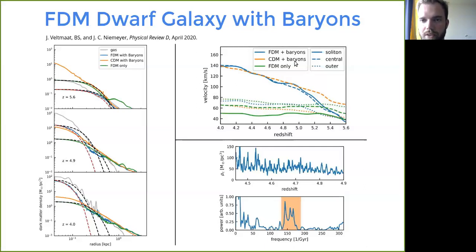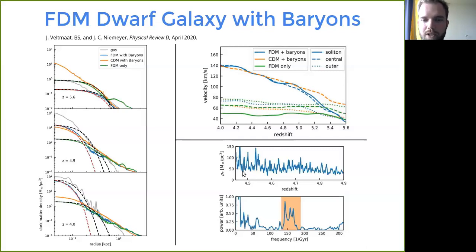This changes if you add baryons, because these baryons then heat up the center over time. You can see here, but the soliton and its surroundings stays in kinetic equilibrium. So the solid blue line and the dashed blue line are basically very much aligned with each other, and also follow nicely the cold dark matter reference simulation.